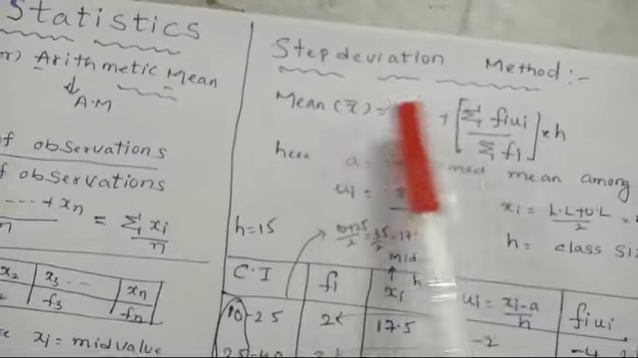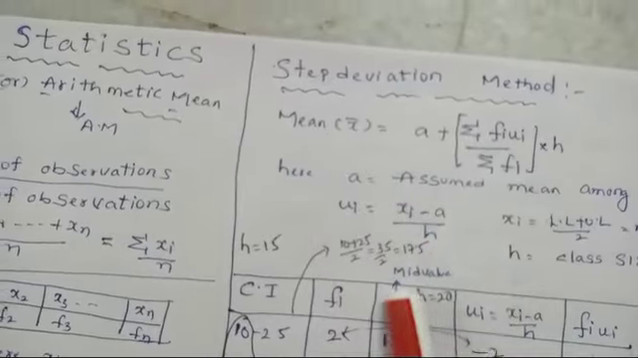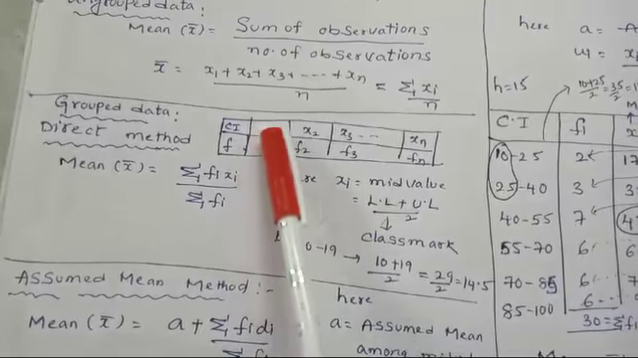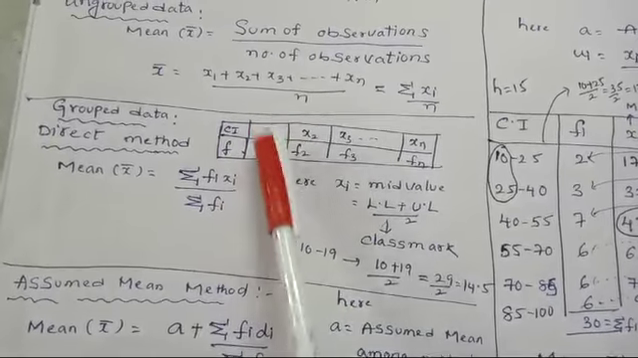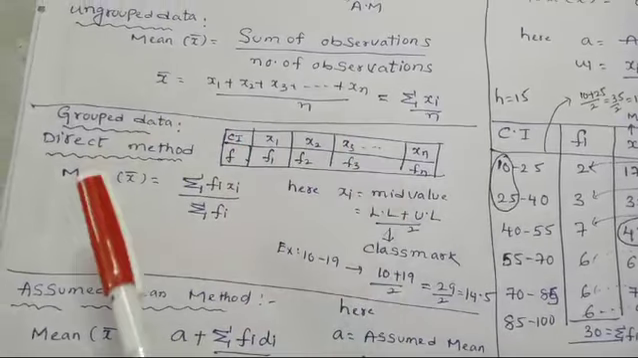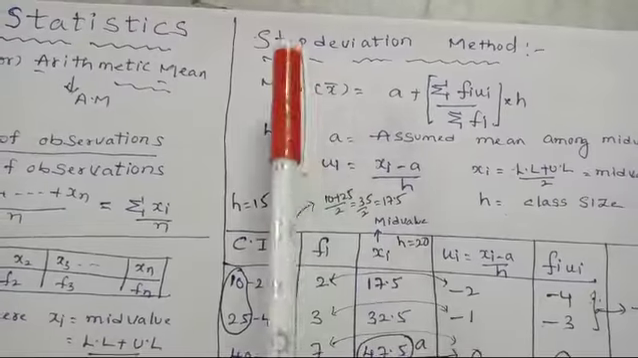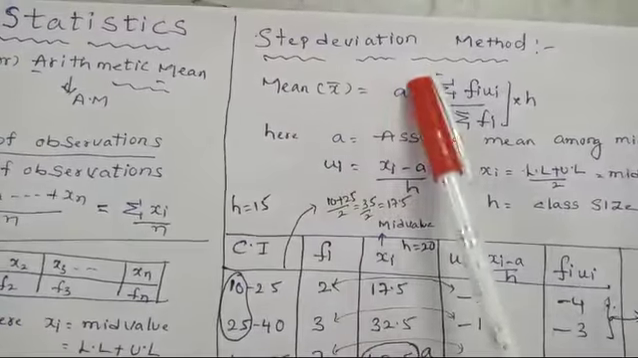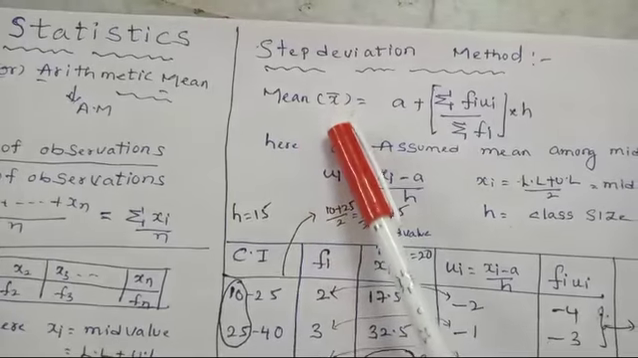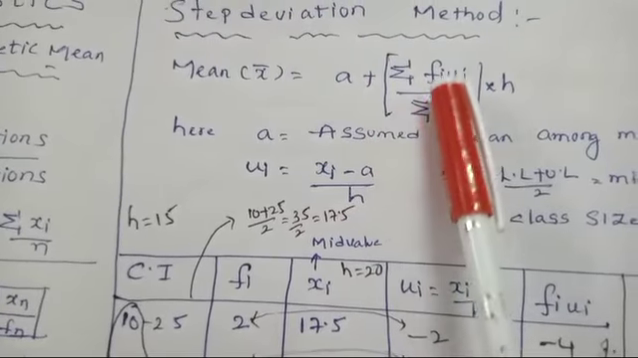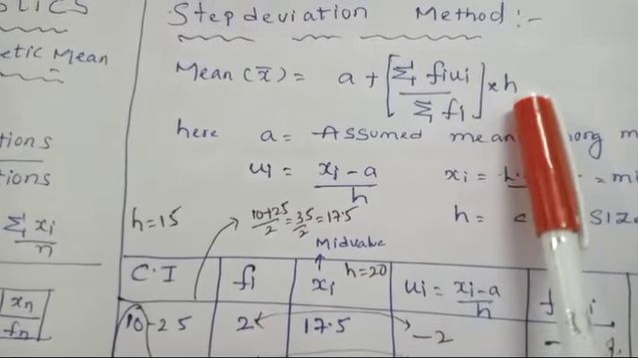Next is the step deviation method, also called the shortcut method. Of these three methods, if the class interval values are small in size, we can go for the direct method, and the assumed mean method can also be used. Suppose the class interval values are large, we can use the step deviation method. Mean x bar has the formula A plus sigma fi ui divided by sigma fi, into h.